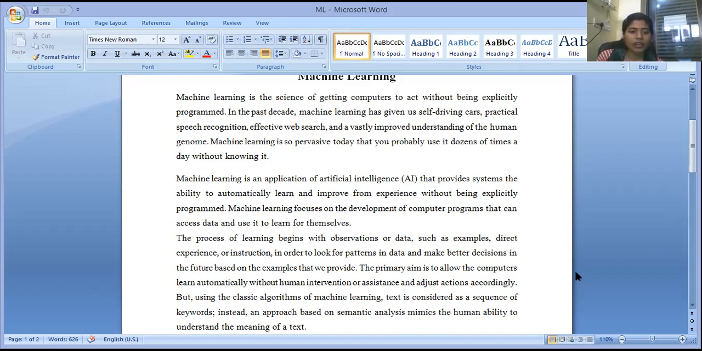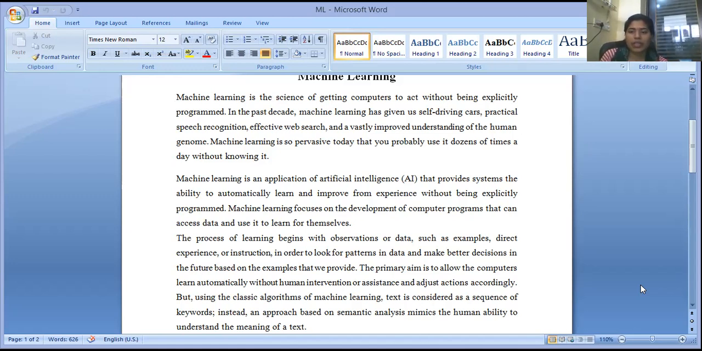Clear? What we are saying is that observations of data, such as examples, direct experience, and instructions, are used to look for patterns in the data and make better decisions in the future based on the examples we provide. The primary aim is to allow the computer to learn automatically without human intervention. This is the basic primary feature of machine learning: without human intervention, you can easily use anything. Suppose you think of robotics, or robots. Robotics is the application of all these techniques. And robots basically do their work without intervention or interruption from humans, isn't it?